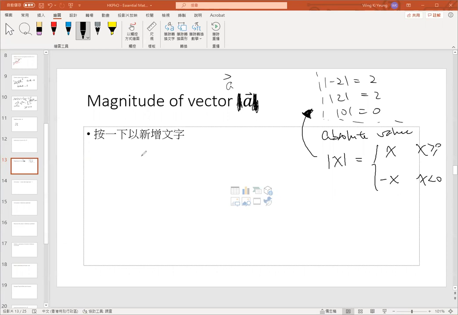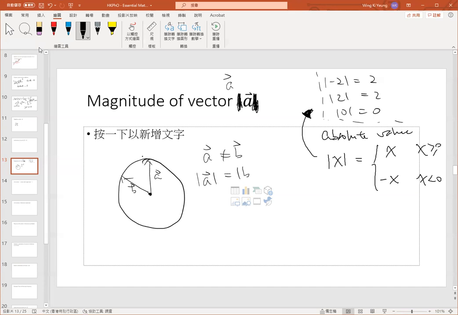So let's draw a circle here. This is the center of the circle. Obviously you understand that vector A is not equal to vector B, because the directions are not the same. But the magnitude of vector A and the magnitude of vector B are equal to the radius of the circle. So they are equal. They have equal magnitude. Okay, this is just one example.